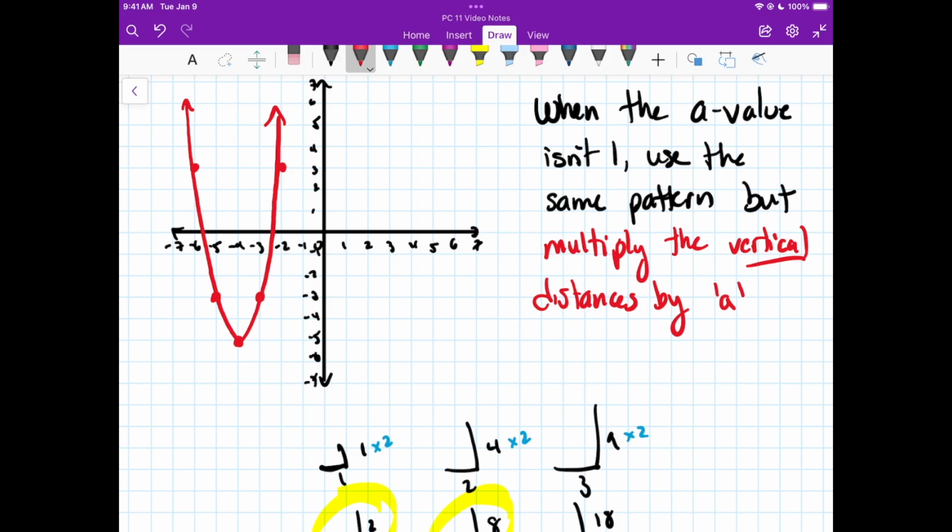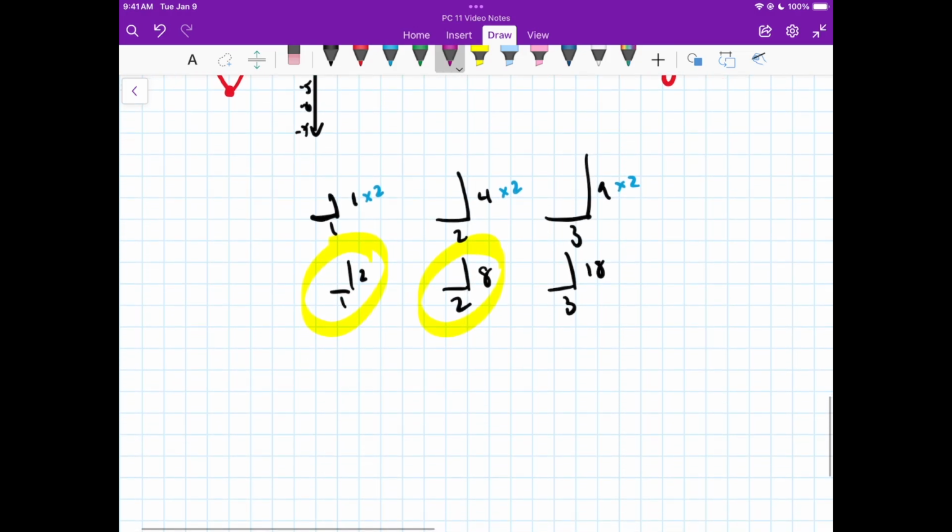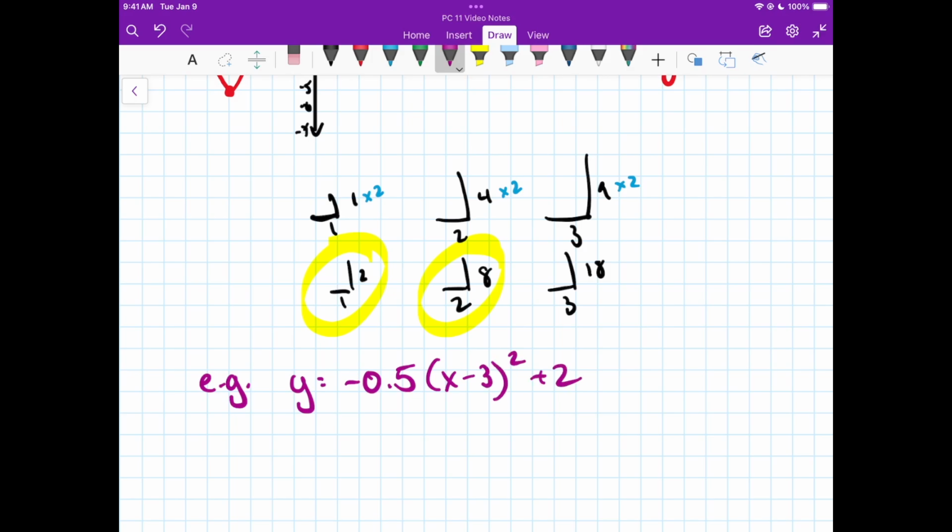And to finish things off, I'll give you one more of these to do on your own. This one's going to have a decimal in it just to make things a little bit more complicated. So take this function, y equals -0.5 times x minus 3 squared plus 2, and try graphing this one on your own. Think about what that decimal will do, and think about what the negative will do. They are going to affect things in some way. So graph that on your own, and then come back and see how you did.